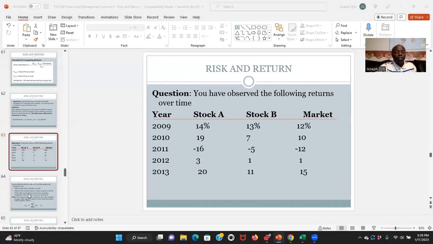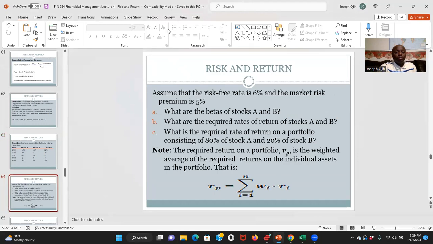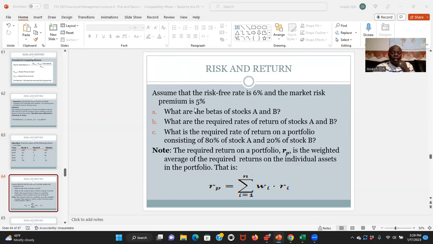The first question says, if the risk-free rate is 6% and the risk premium is 5%, what are the betas for stock A and B? And what are the required rates of return for the stocks? So we're going to use the risk-free rate and premium to calculate the required rate of return. But for the betas of stock A and B, we only need the returns.